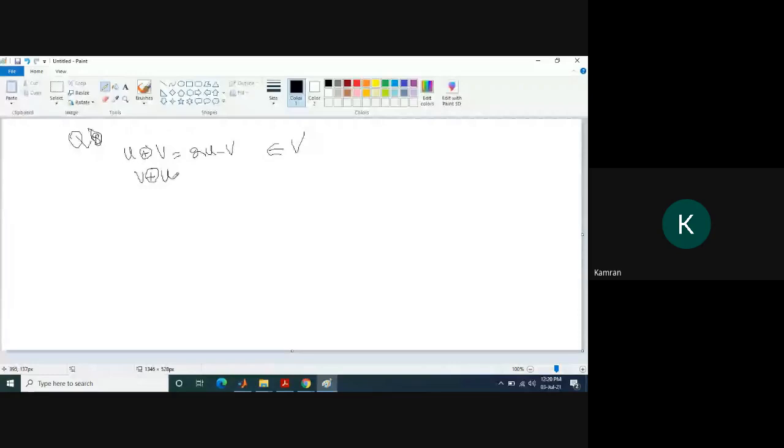2v minus u. So are they equal? No, sir, not equal. u plus v is not equal to v plus u. ठीक है, कमोटेटिव प्रॉपर्टी यहाँ पर सेटिस्फाई नहीं होती तो ये वेक्टर स्पेस नहीं है. आपने सिर्फ एक कंडीशन को चेक करना है.